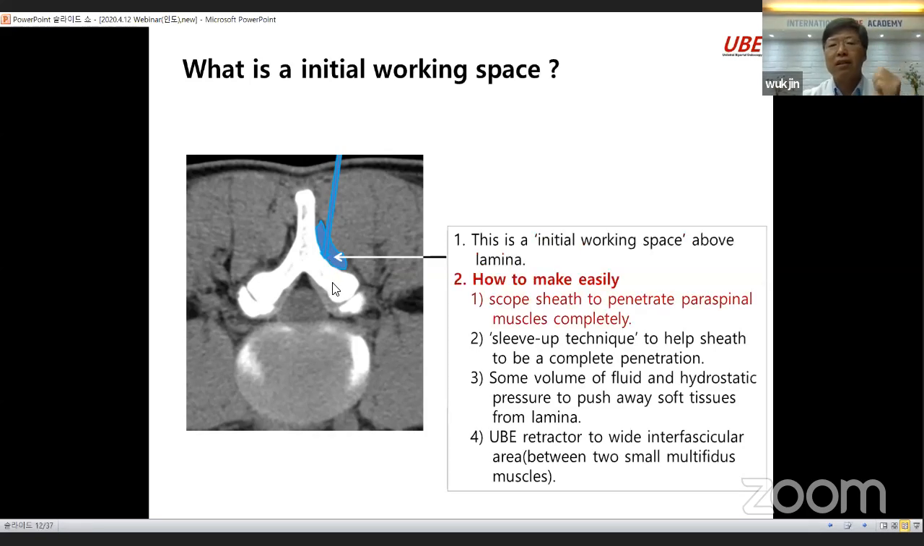How do we make this space easily? First, the scope and cannula must penetrate the paraspinal muscle completely. Second, the sleeve-up technique helps the cannula penetrate completely. Third, some volume of fluid and hydrostatic pressure push the soft tissue away from the lamina. Fourth, force the UBE retractor to widen the interfascicular area.